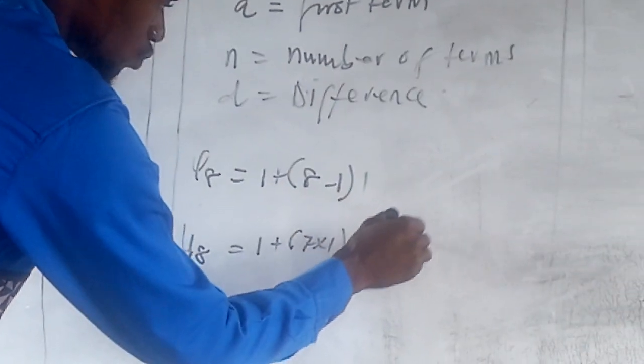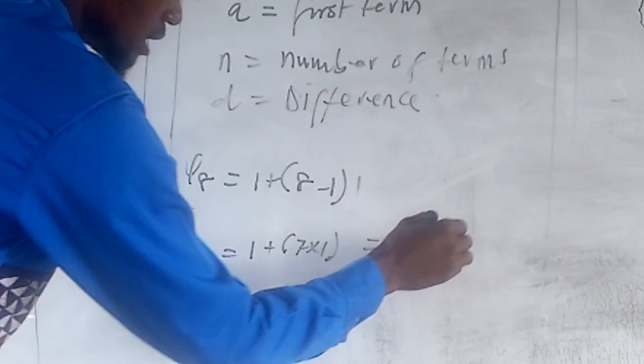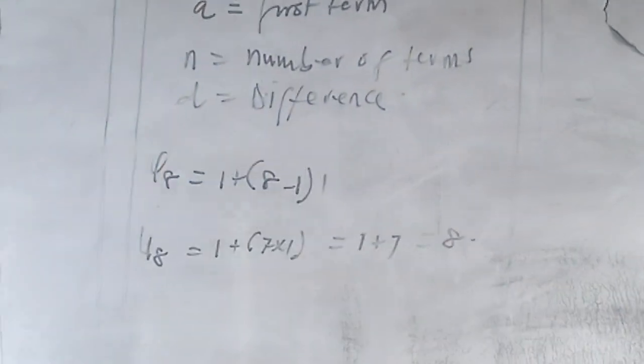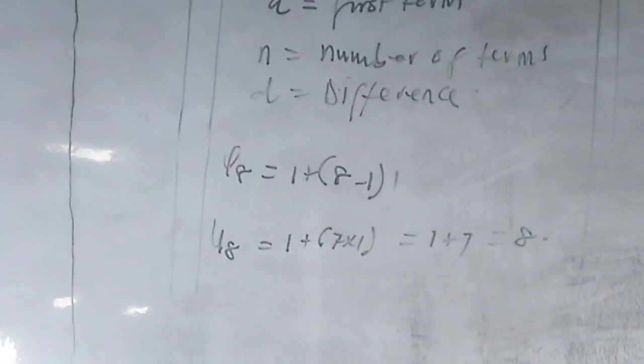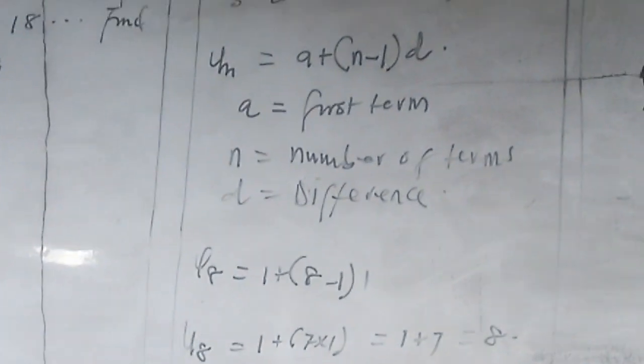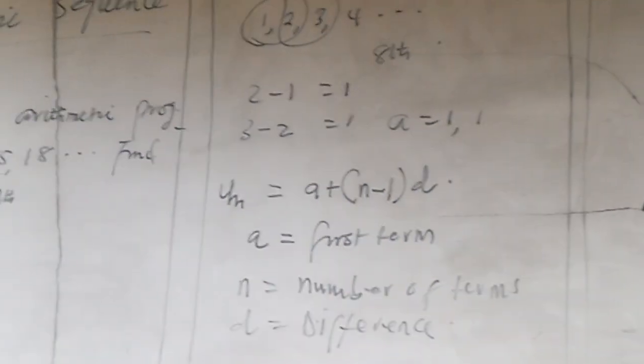And this will be 1 plus 7, which is 8. Therefore, the 8th term will be 8. Now, let's see how we can solve this example.